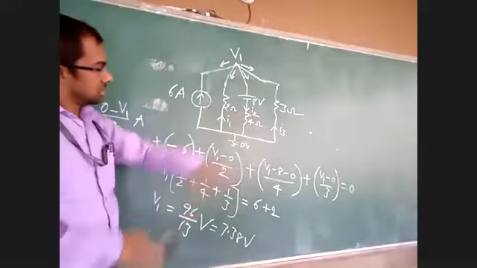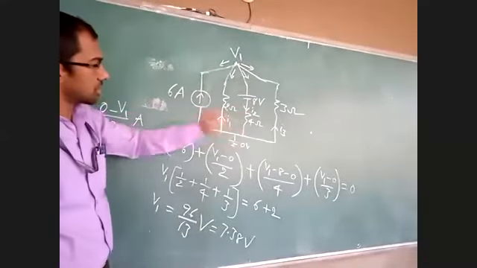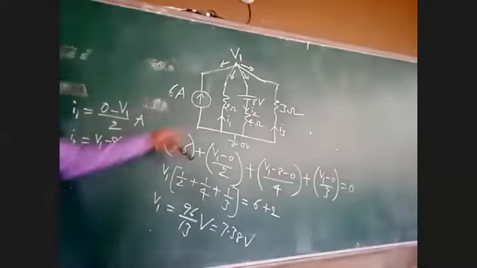V1 minus 0. See the arrow, it is flowing from V1 to 0. If it is flowing from V1 to 0, then V1 minus plus 8, minus 0. Why minus 8? It is flowing from plus, positive, to minus, negative, sir. Positive to negative. V1 minus (minus 8) minus 0 by 4.